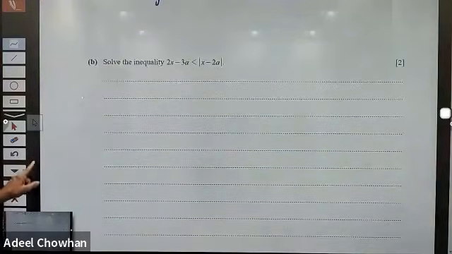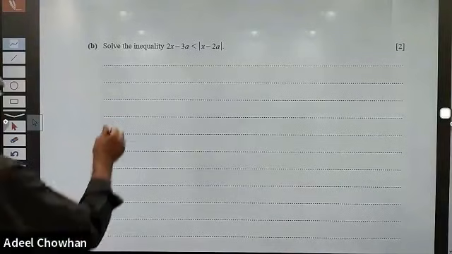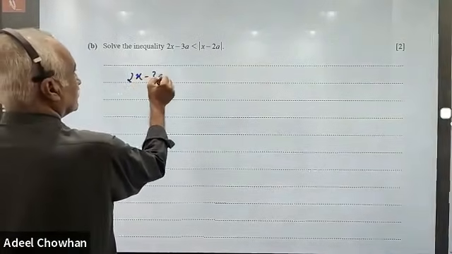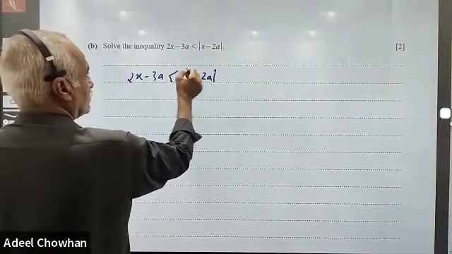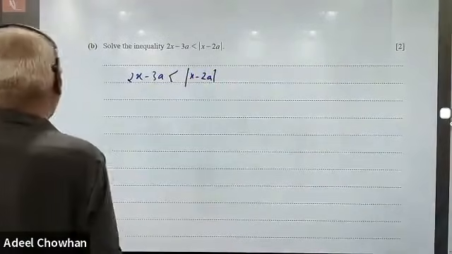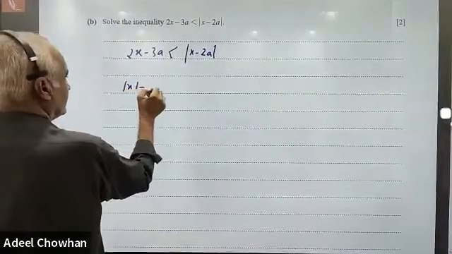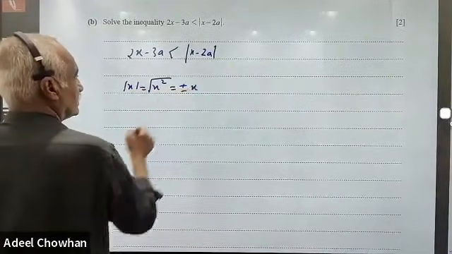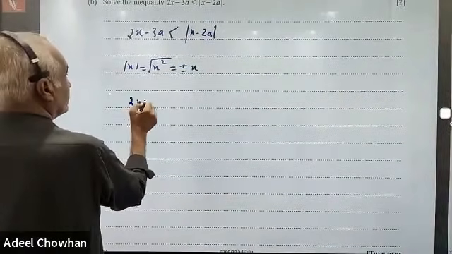Question number B part. Solve this inequality: 2x minus 3a less than modulus of x minus 2a. Now we know that modulus of x is basically equal to the square root of x squared, and that is equal to plus minus x. So we can find out this solution.